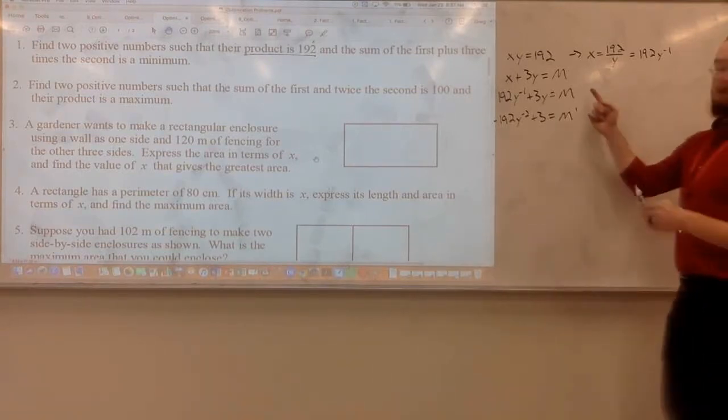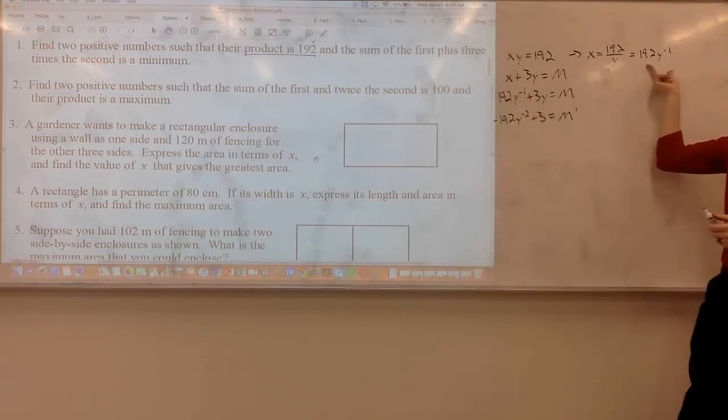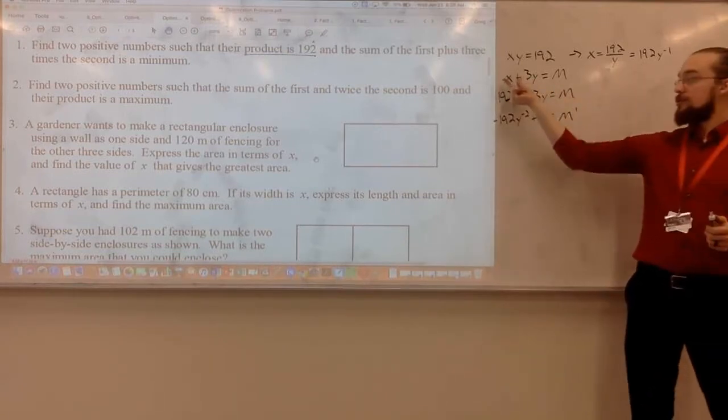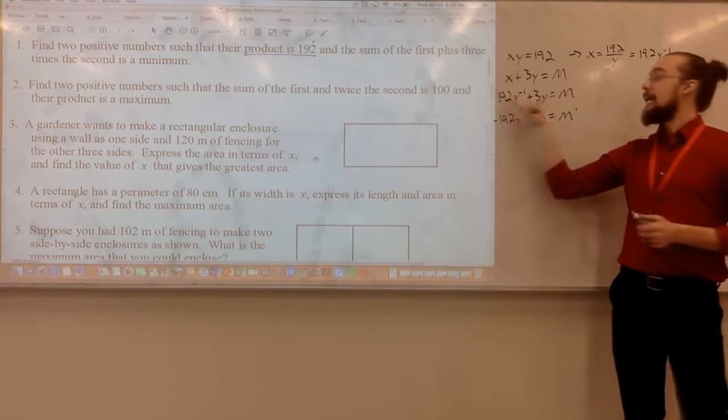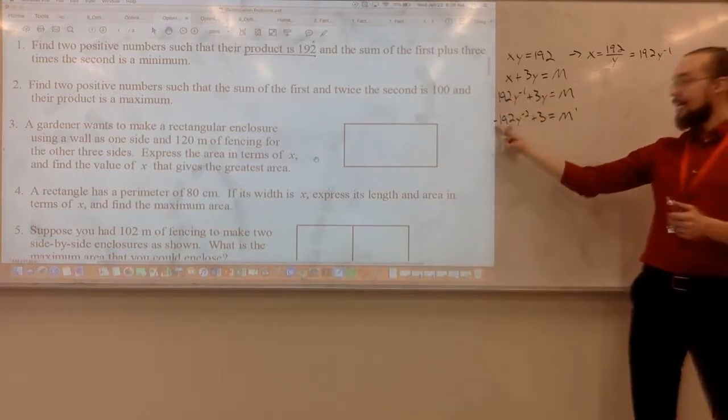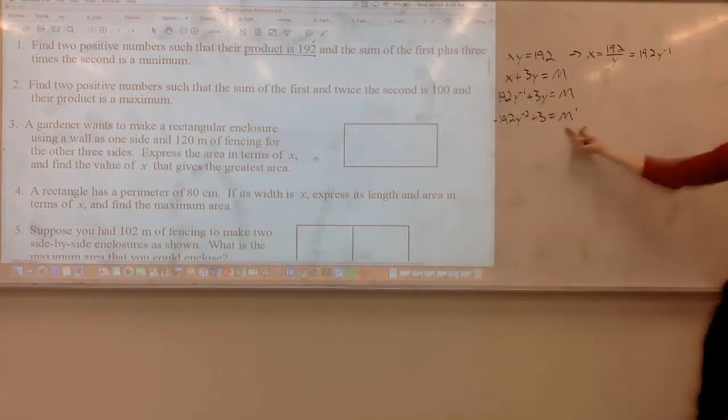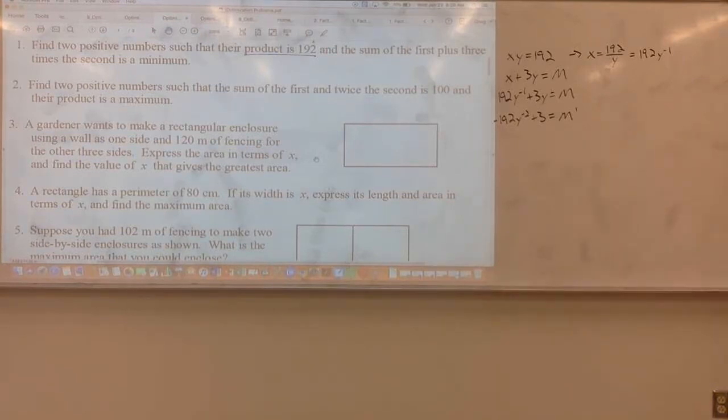So, we took our 192y to the negative first and plugged it in place of x, right? Then I took the derivative. Got negative 192y to the negative second plus 3 equals our derivative. We okay so far?